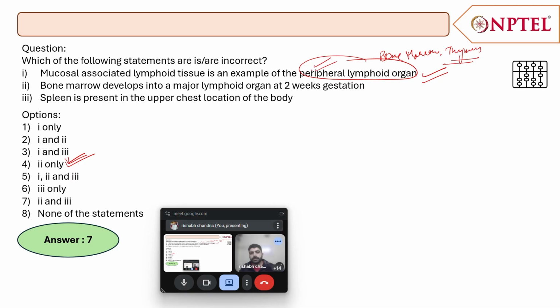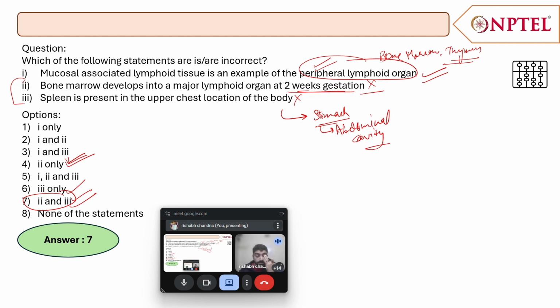Okay, the MALT. Then we have, the bone marrow develops into a major lymphoid organ at 2 weeks gestation. No, this is also false. Then we have, spleen is present in the upper chest location of the body. No, it is present near the stomach or the pancreas. So this will be in the abdominal cavity. Okay. So that's why these two options, second and third, are incorrect. So seventh option is correct. Okay. So any doubts in this particular question?